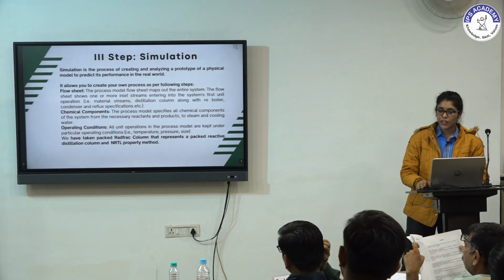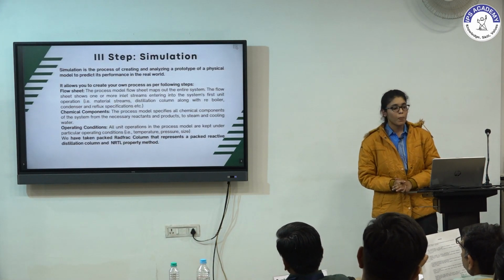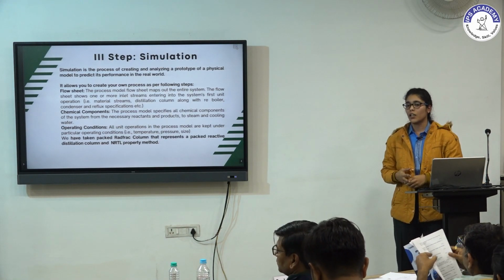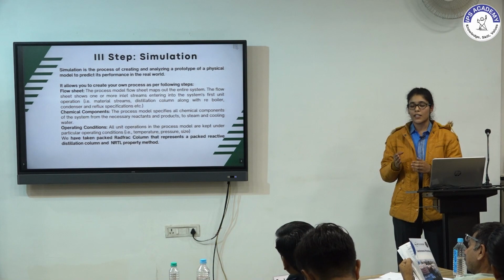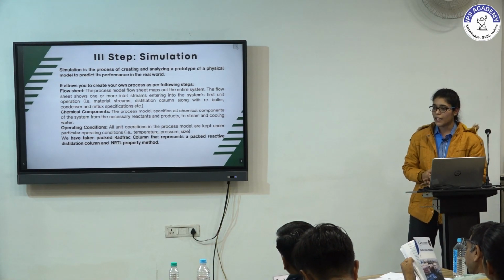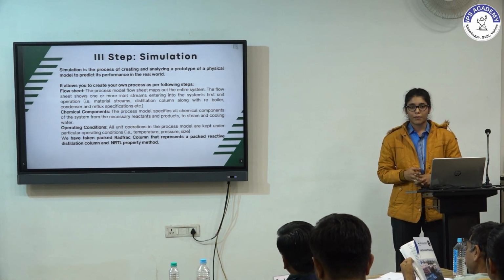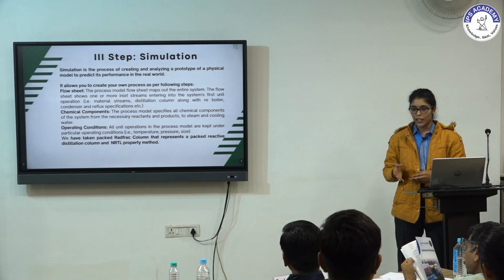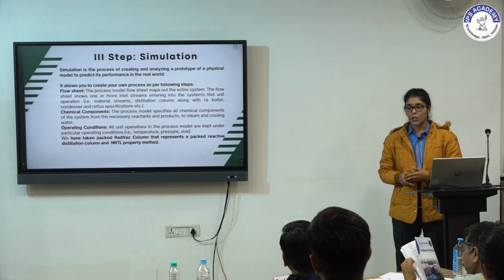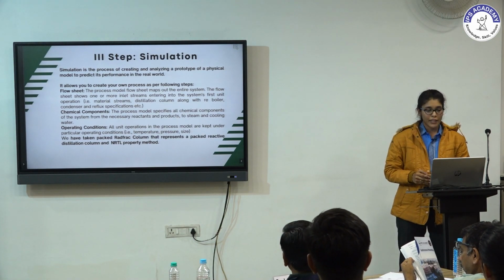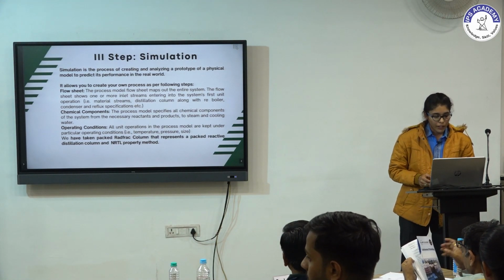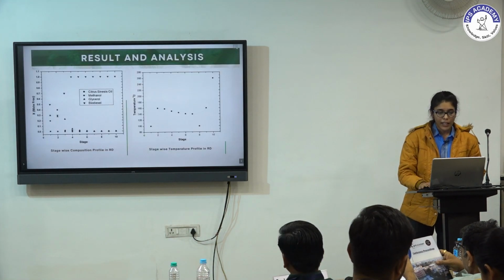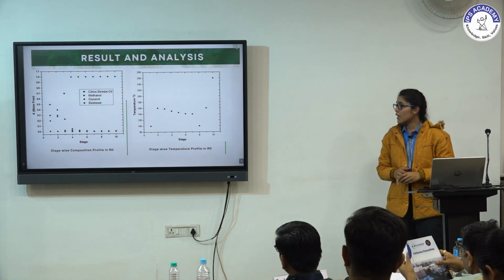So, moving towards our third step, that is the simulation. We have done the simulation in DWSim, and this is the free software which was launched by IIT Bombay. In this, we have taken the feed inlet flow rate, the temperature, pressure, and the other components, and we have also used the NRTL property method in it. Here are the results and the analysis.